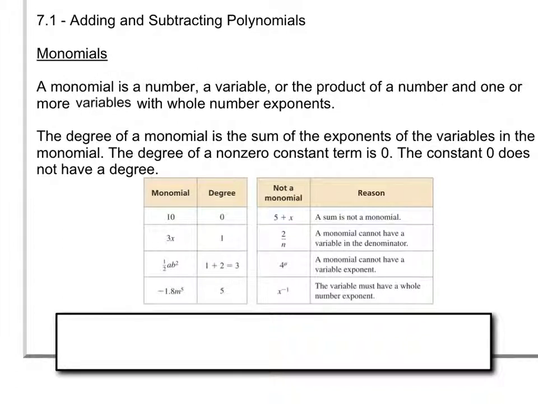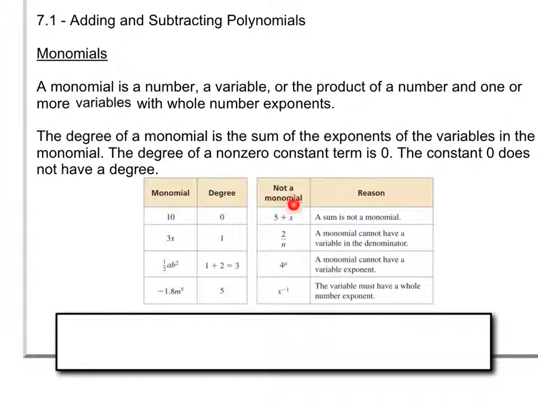Now the exponent on a is 1, the exponent on b is 2, therefore we add them together and we get the degree of the monomial to be 1 plus 2, which equals 3. In the final example, we only have one exponent on a variable, and that's the degree of the term, 5.